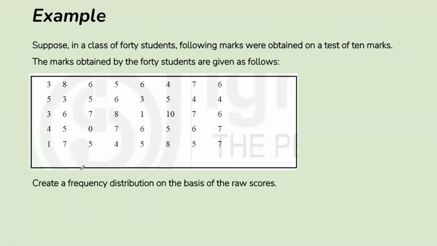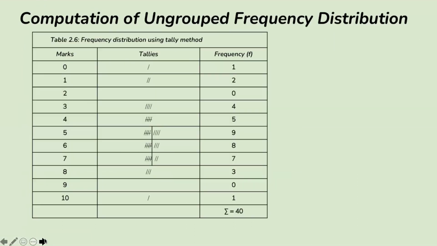Now let us see another example. Suppose in a class of 40 students, the following marks were obtained on a test of 10 marks. The marks obtained by the 40 students are given as follows. Now what you have to do is create a frequency distribution on the basis of these raw scores. Now let us see how we do it.